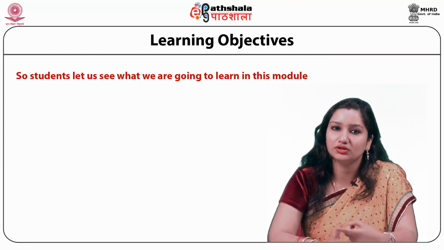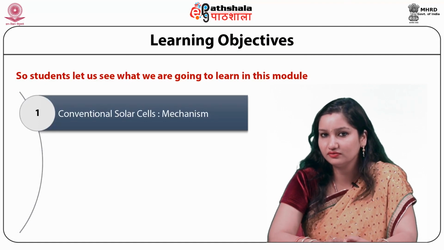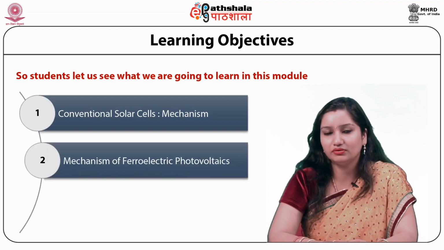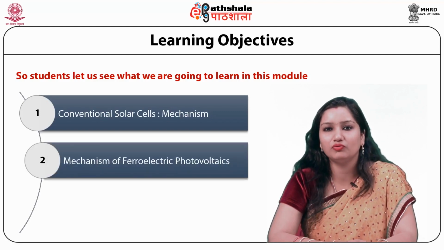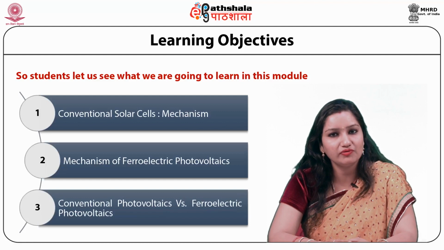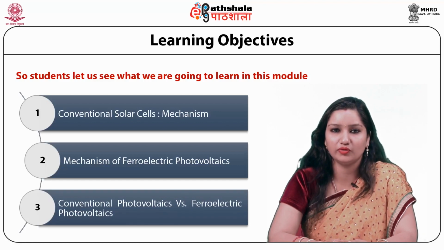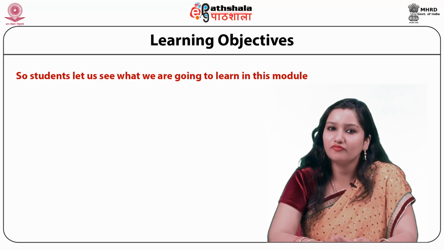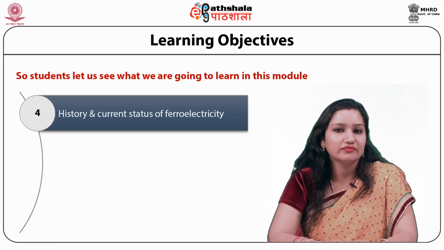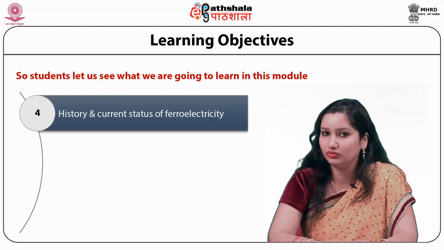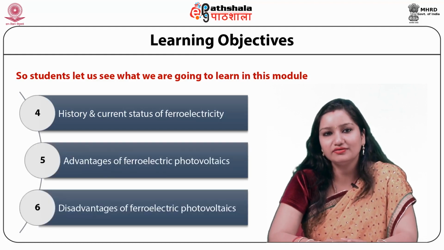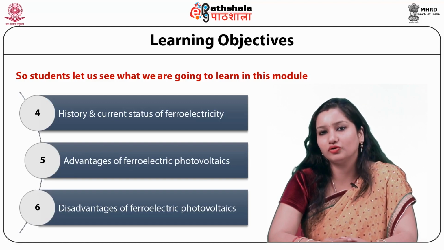First of all, we are going to learn about the conventional solar cells and their mechanism. Secondly, we will learn about the mechanism of ferroelectric photovoltaics. Then next, we are going to compare the conventional photovoltaics with the ferroelectric photovoltaics. Number 4, we are going to learn about the history and current status of ferroelectricity and the ferroelectric photovoltaics. Then next, we will study about the advantages and disadvantages of the ferroelectric photovoltaics.